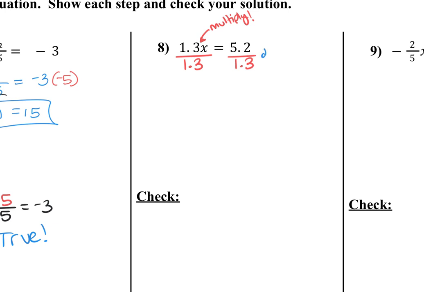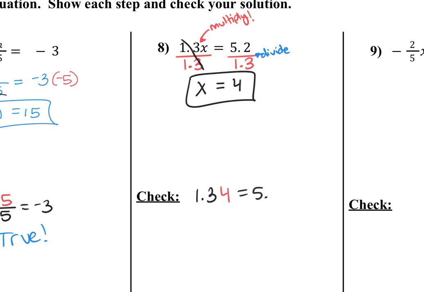So if you need to write that in, divide, okay? That's what this fraction bar means. We've learned that in the past, but just in case you need a refresher, you may want to jot that down. And again, 1.3 divided by 1.3 cancels out, leaving just 1x, but we just write x. And then 5.2 divided by 1.3 gives us 4. We're going to plug that in. 1.3 times 4 equals 5.2.